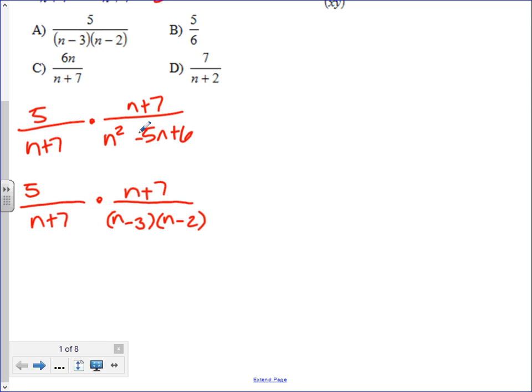Step 1, check for division. If it is a division problem, change it to multiplication and flip the second fraction. Step 2, factor anything that can be factored. What's step 3?